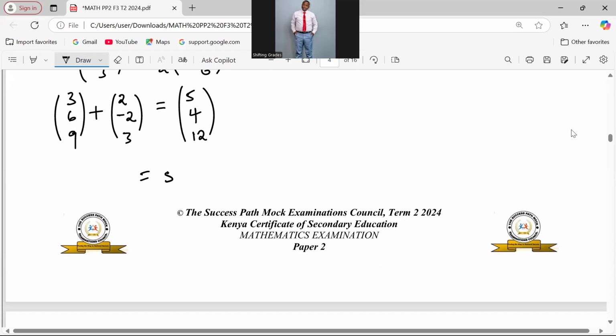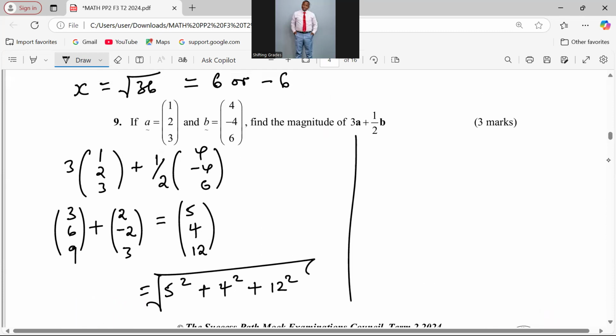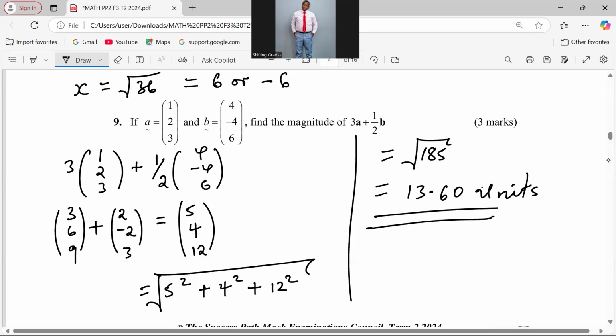So to get the magnitude, it means now I have to take 5 squared plus 4 squared plus 12 squared. Then I obtain the square root. Square root of 185. That is already correct because we have not been advised on any significant figures or any decimal places. But now it's good we work it out. That will be 13.60 units. So that is it.